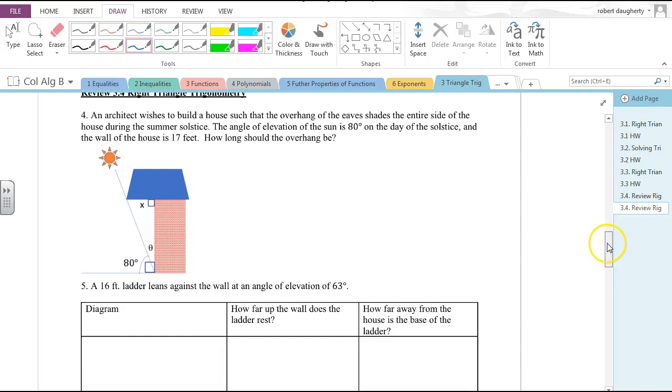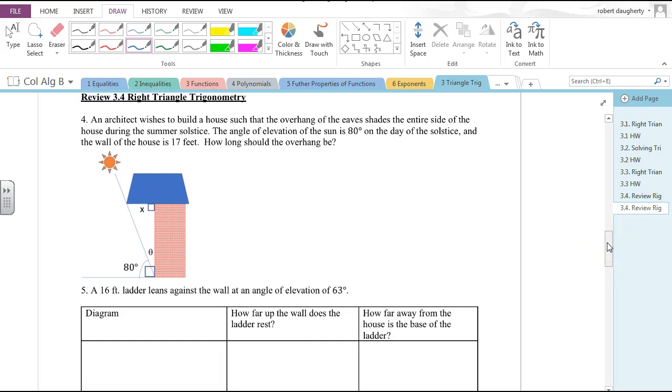Problem number 4, okay? An architect wishes to build a house such that the overhang of the eaves shades the entire side of the house during the summer solstice. The angle of elevation of the sun is 80 degrees on the day of the solstice, and the wall of the house is 17 feet tall. How long should the overhang be?